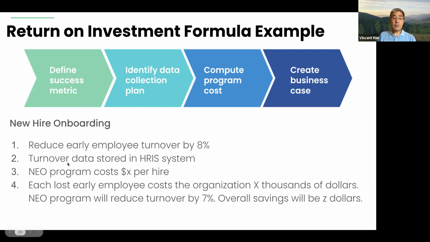Identify your data collection plan. The turnover data is stored in your HRIS system. The new employee program will cost X dollars per hire, so you have to compute the cost. And then in the business case, each lost early employee costs the organization X thousands of dollars. If the new employee onboarding program will reduce turnover by 7%, then overall savings will be Z dollars. And so it's kind of that.